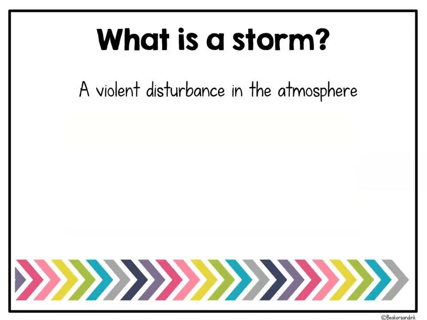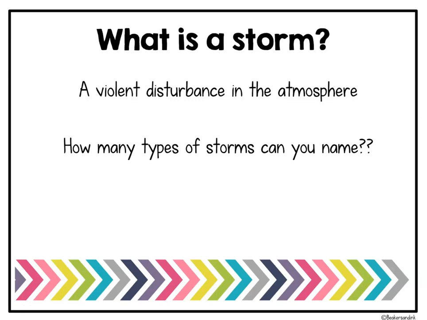So, we would define a storm as a violent disturbance in the atmosphere. You probably can think of many different types of storms. You might mention thunderstorms, tornadoes, hurricanes, and winter storms like lake effect snows or blizzards. Those are just a few of the popular ones for us here in the United States. We're going to go through different types of storms and talk about what they are, how they're formed, and some storm safety tips for each one. The first one that we're going to start with is the thunderstorm.